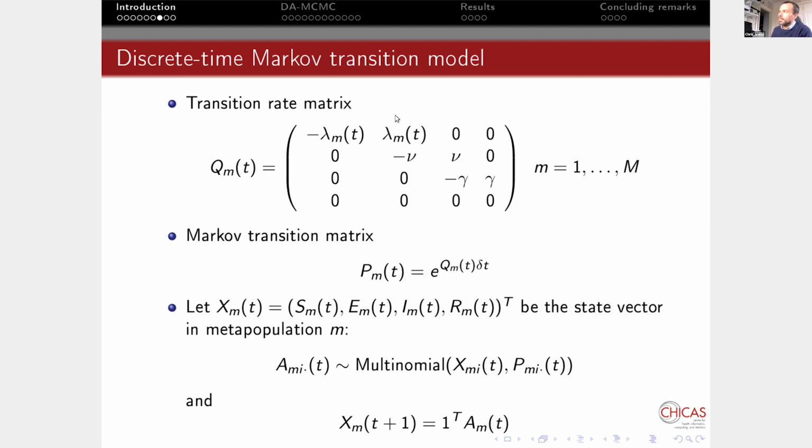So the usual theory, we put in our transition rates. So we've got lambda t sub m for the infection hazard rate within metapopulation m. We have nu, which is our rate of transition from E to I, and gamma, which is the transition rate from I to R. And then we arrange this so that the diagonals are essentially the sum of the non-diagonal row elements. So each row now sums to 0. And then we can turn this into a Markov transition probability matrix just by taking a matrix exponential, or approximation thereof.